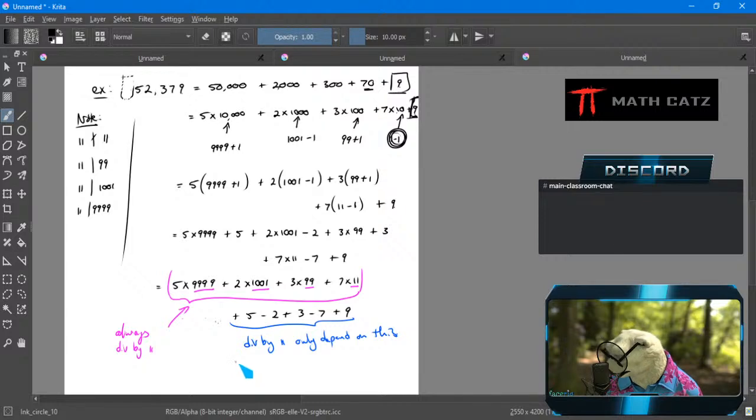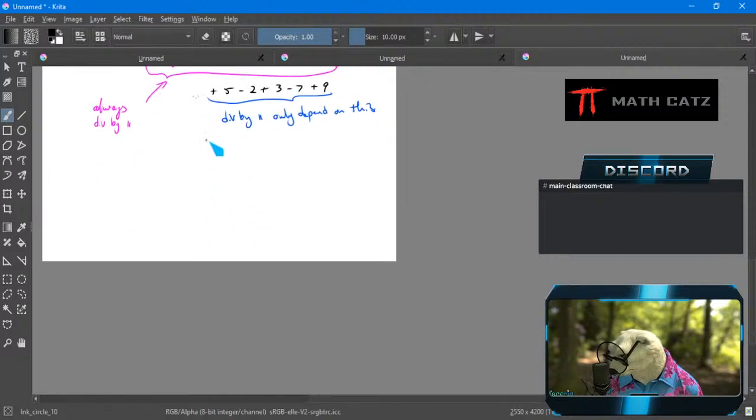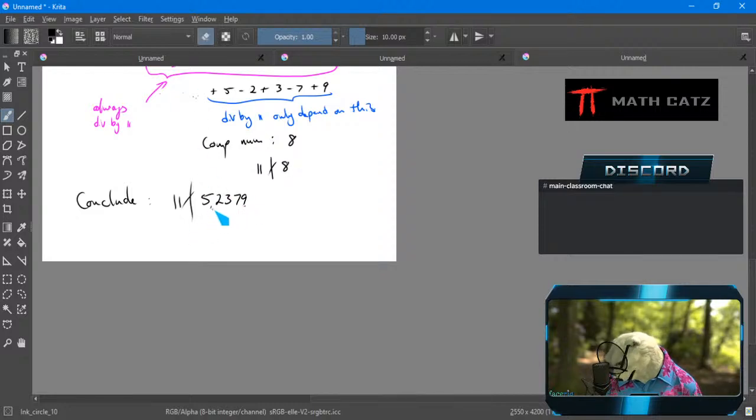Regardless, my comparison number in this case is 5 minus 2 is 3, plus 3 is 6, minus 7 is -1, plus 9 is 8. 11 does not fit into 8. So I conclude that my original number is not divisible by 11 either. Whoopsie, that's not where the comma goes. That's where the comma goes. Okay.